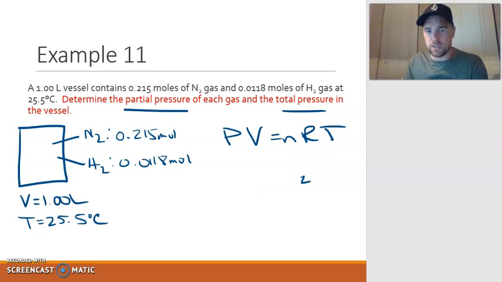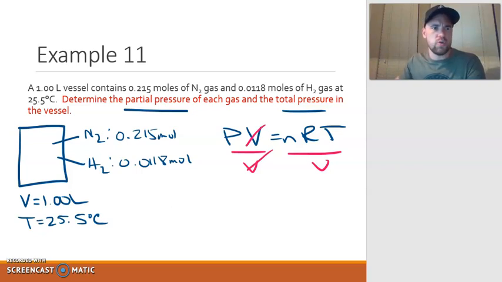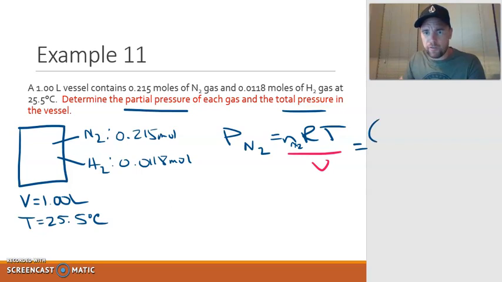So first thing I'm going to do is rewrite this equation because I want it set up to solve for pressure. So I'm going to end up dividing both sides by volume, and that gets rid of the V there. My new equation ends up being pressure equals nRT over V. And if I'm going to plug in the number of moles for nitrogen, that will get me the partial pressure for nitrogen since they relate to each other, right? So what's my number of moles for nitrogen? It's 0.215.